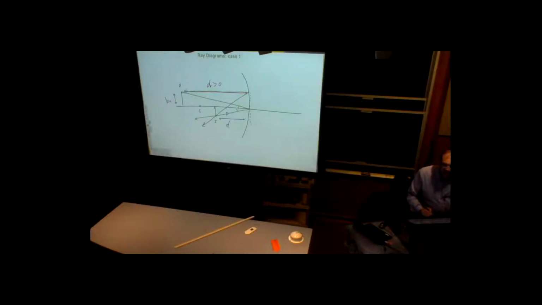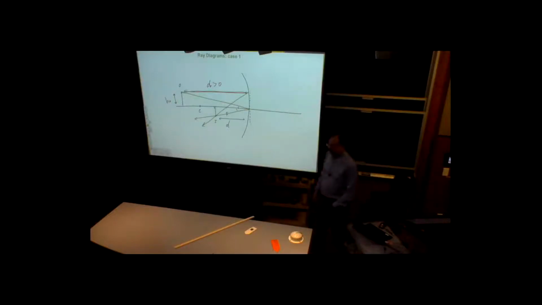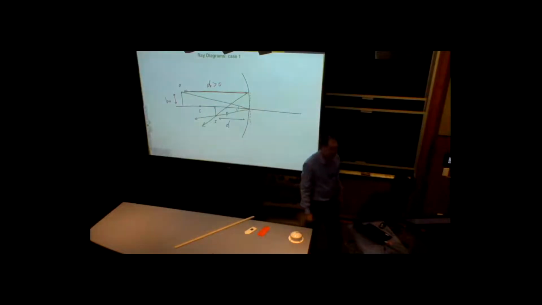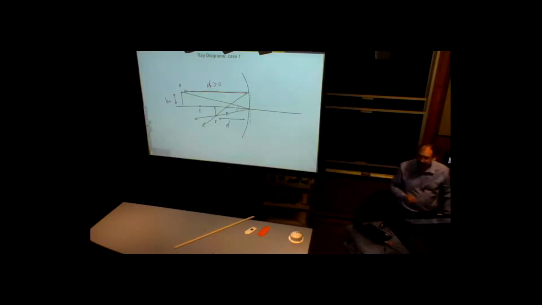Because an image is an actual thing, what does it mean? It means that I can actually take a piece of paper, use it as a screen, place it here, look at it, and see it. That's what that word real means. We can see it without using a lens. We just need a screen. So for a real image, the distance is positive.